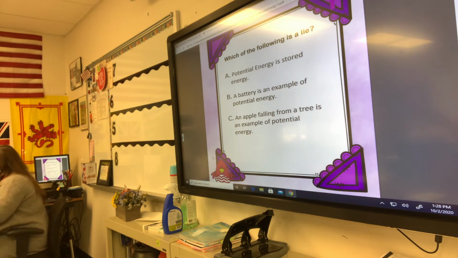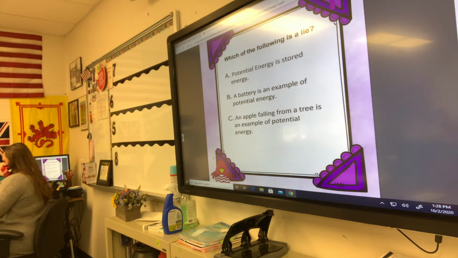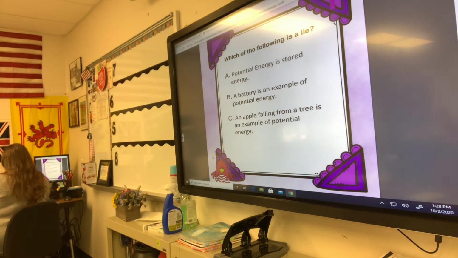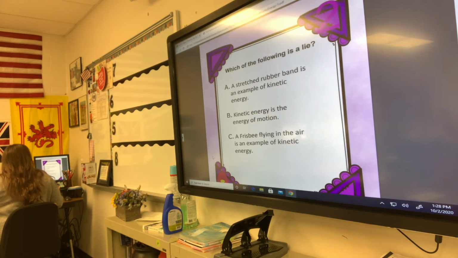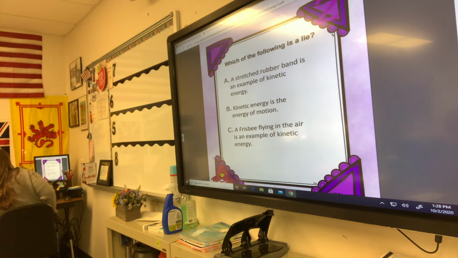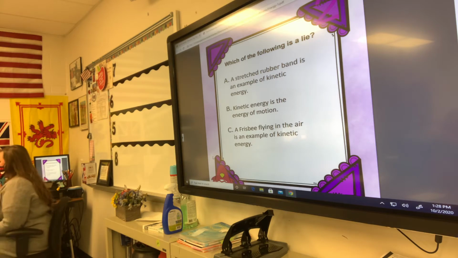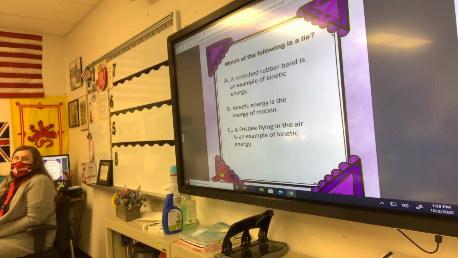Did you get it? You ready to move on? Okay. We'll go to the next one. Which of the following is a lie? A stretched rubber band is an example of kinetic energy. Kinetic energy is the energy of motion. A frisbee flying in the air is an example of kinetic energy. Remember, you're writing down the lie.